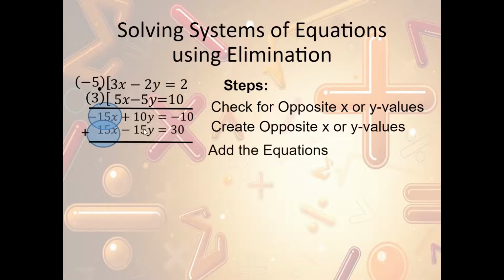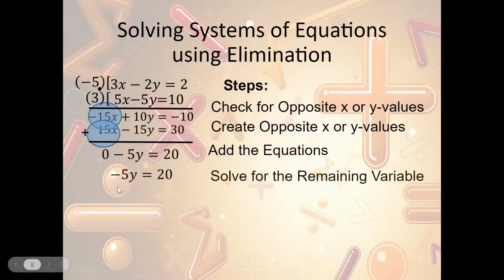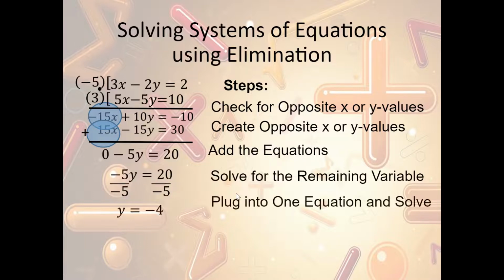The x's cancel out, and I'm left with 10y plus negative 15y, which is negative 5y. And negative 10 plus 30 is 20. So I'm left with negative 5y is equal to 20. I'm going to solve, divide both sides by -5, and I get y is equal to 20 divided by -5 is -4. Then I'm going to plug that into one of the equations and solve for x.